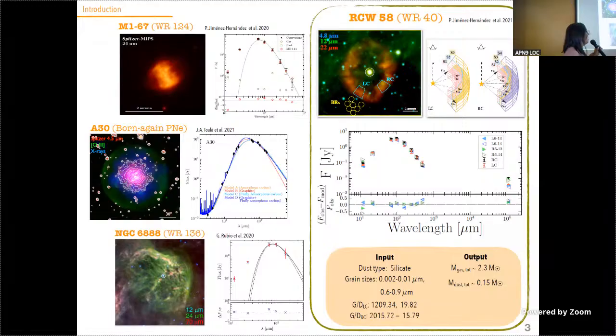Also, we can obtain from this model the amount of gas in this nebula and also the amount of dust in this nebula. And this dust is important because, if we consider that it is coming from the central star, this dust has the information of the last stages of the star and could tell us a lot.